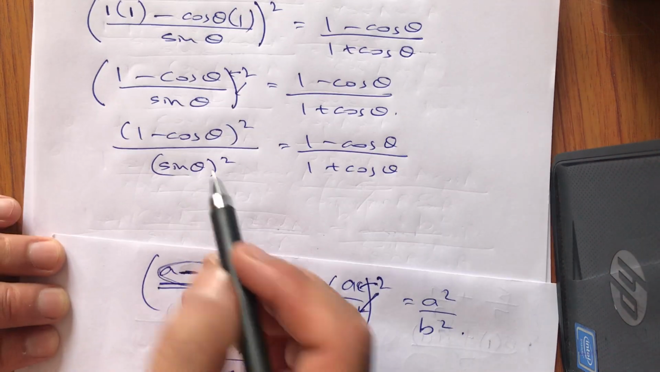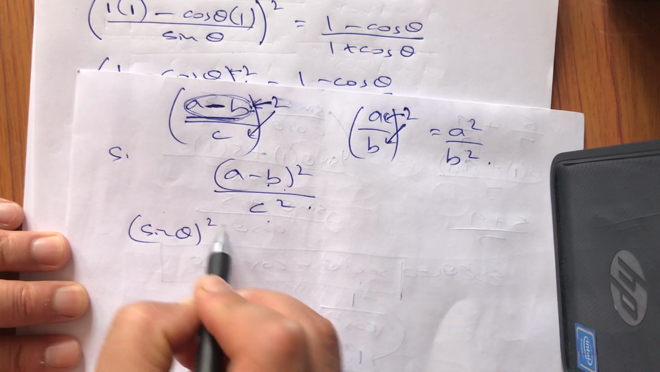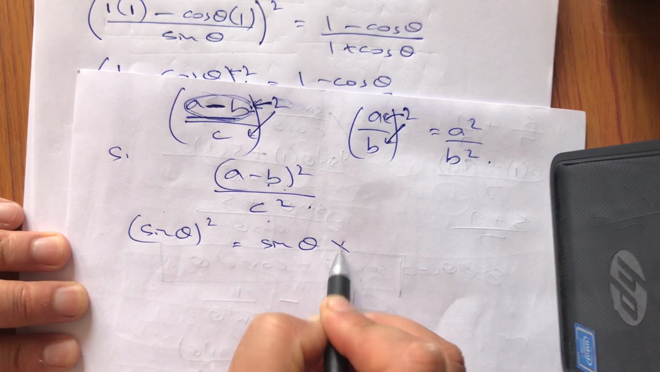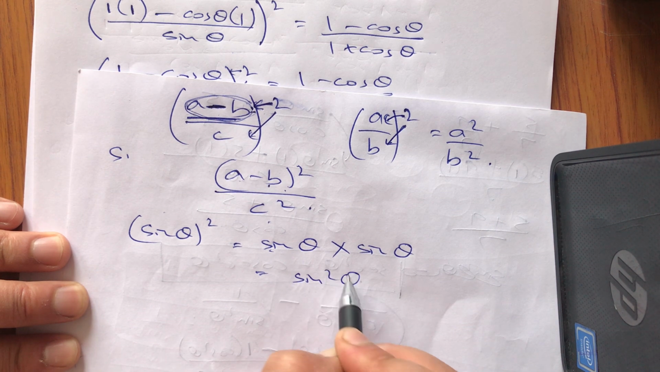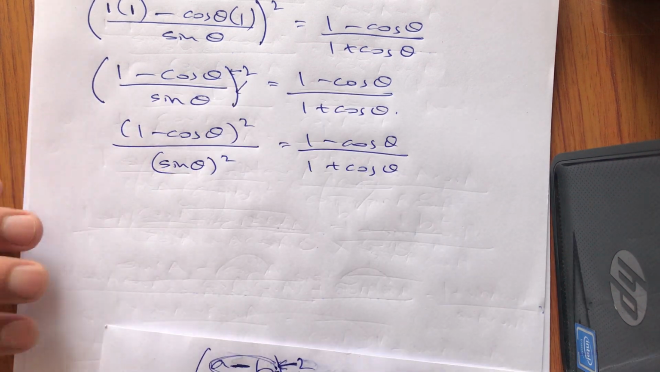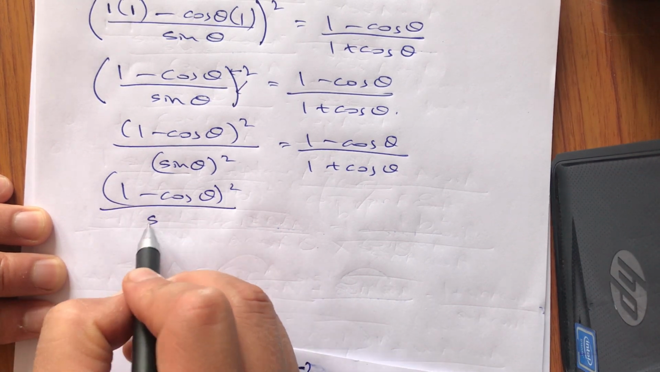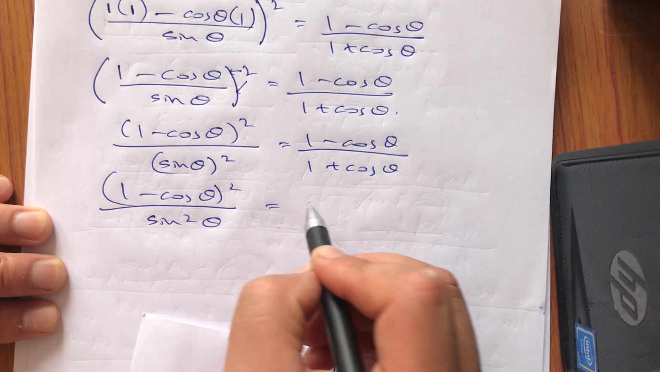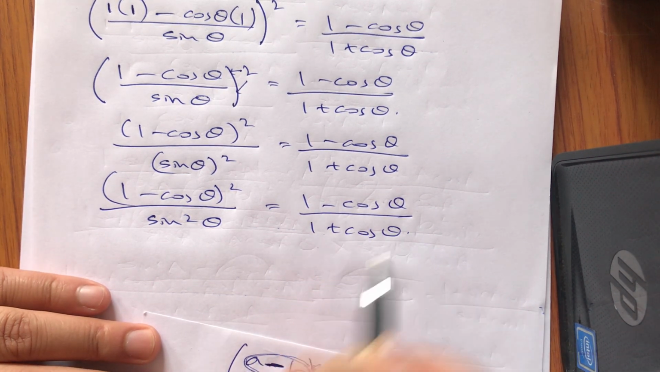Sine theta whole square means sine theta into sine theta, and everyone knows sine into sine gives me sine square theta. So I can write the same thing as 1 minus cos theta, whole square, and then I have sine square theta, equals 1 minus cos theta over 1 plus cos theta.